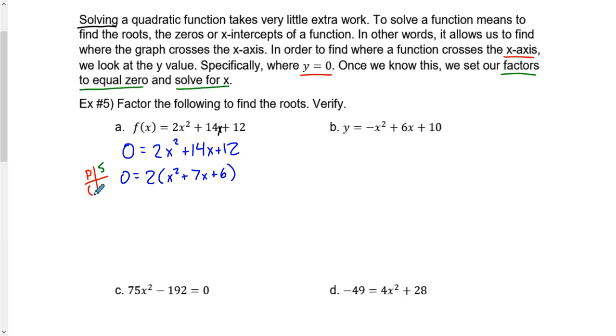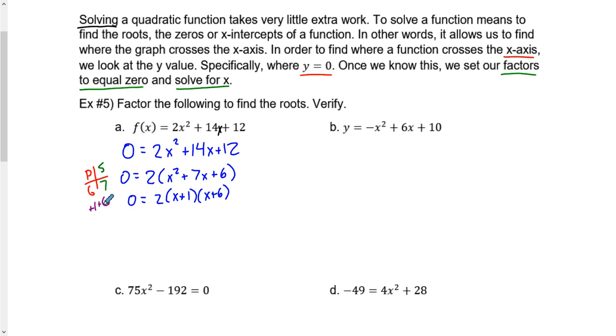Product of 1 times 6, sum of 7. The two numbers that actually work out, of course, I don't have to go into 1, 6, 2, 3. I know that it's already going to be 1 and 6, and they're both going to be positive, which means I'm going to have an x add 1, and an x add 6, 2 out in front, equal to 0.